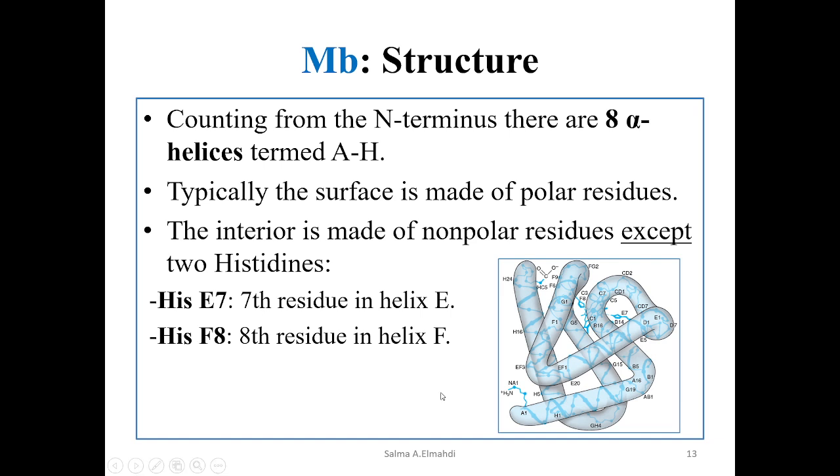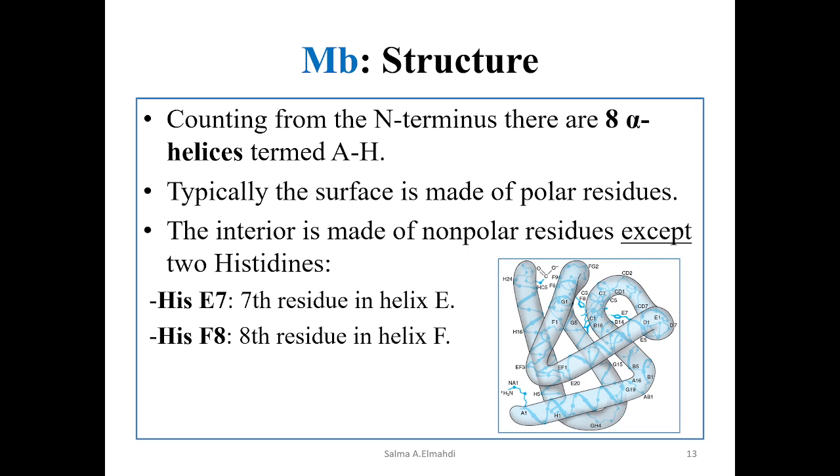Counting from the N-terminus to the carboxy terminus of the myoglobin, you can count 8 alpha helices. They are termed A, B, C, up to H. Typically, the surface is made of polar residues because they will be facing water and the mostly hydrophilic environment in the body, and the interior of the molecule will be made of non-polar residues.